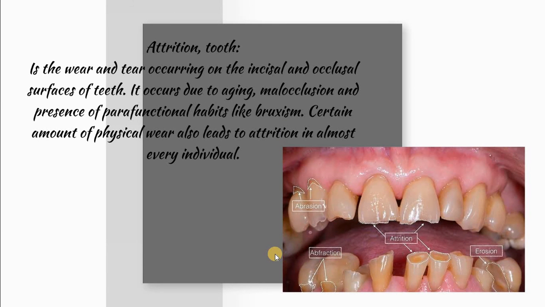We have attrition. We have other kinds of attrition, but we mostly mean the tooth. So attrition is wear and tear occurring on the incisal and occlusal surfaces of teeth due to the aging process, malocclusion, and the presence of bad habits like bruxism or clenching. We should know that a certain amount of physical or physiological wear also leads to attrition in almost every individual.